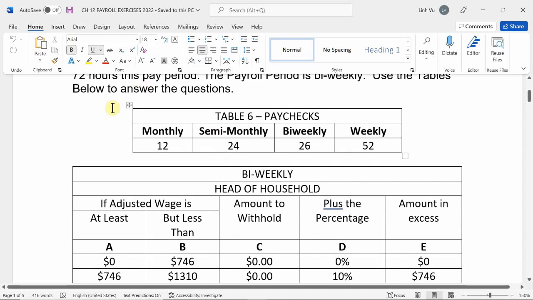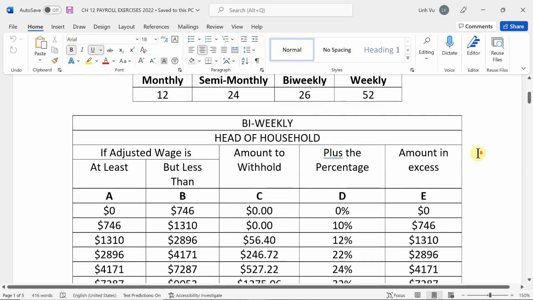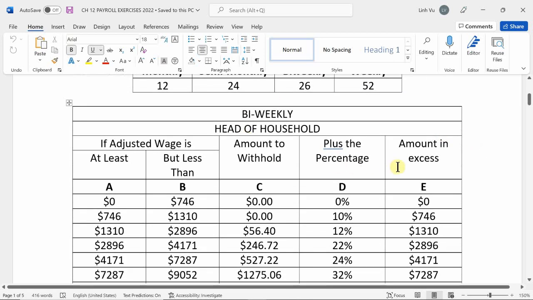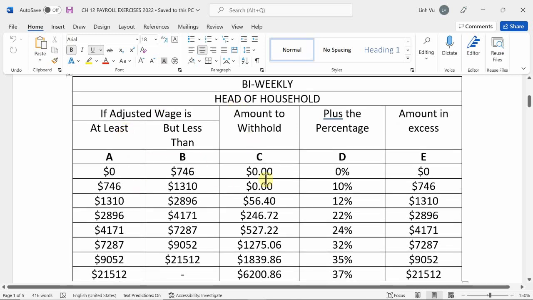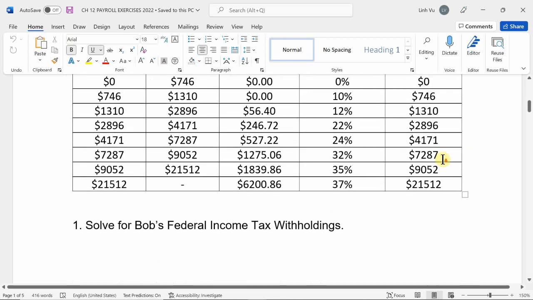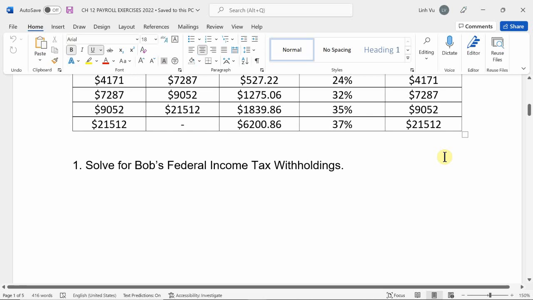So in this case, you've got table number 6, which is your paycheck frequencies, the number of paychecks. And here's the bi-weekly table, which is for the head of household. And here are your ranges. Let's go ahead and answer question number 1. Solve Bob's federal income tax withholdings.